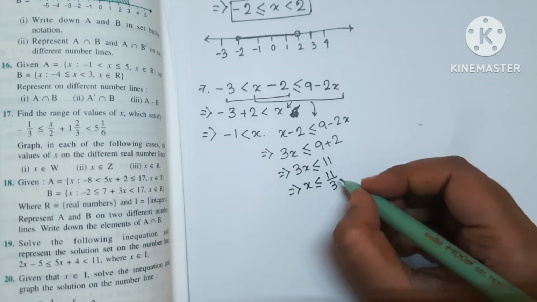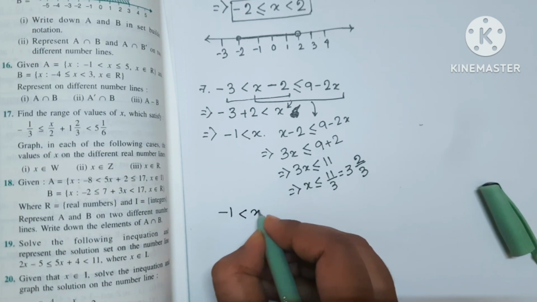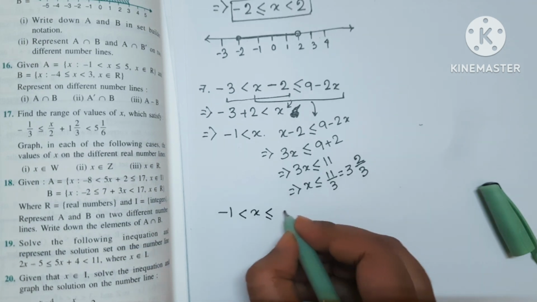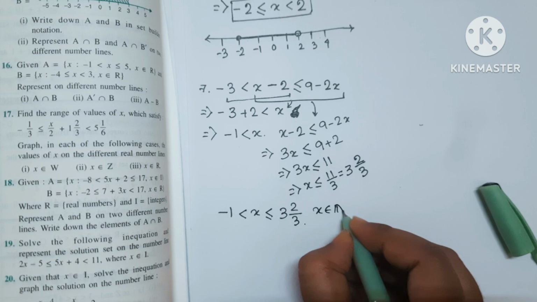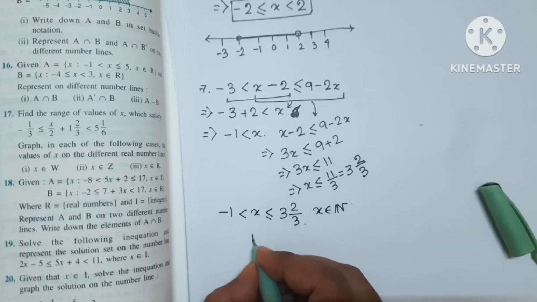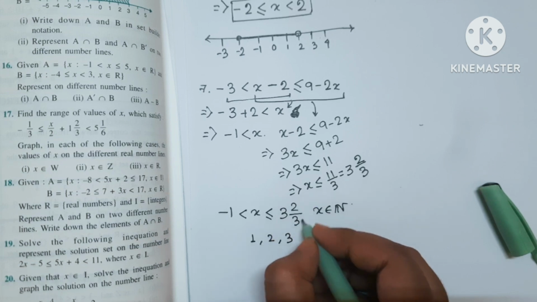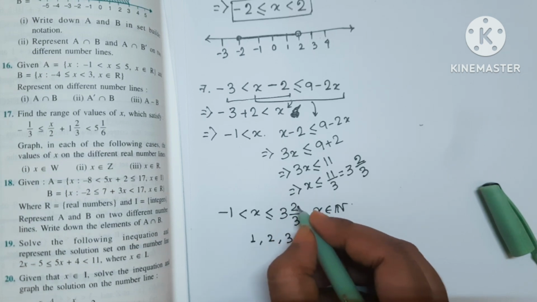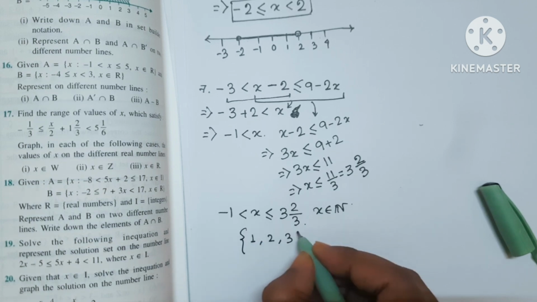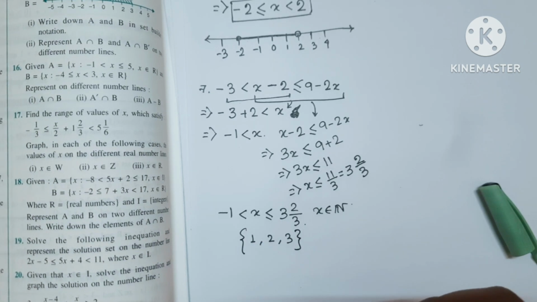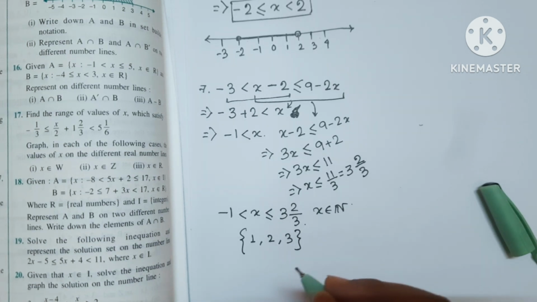Now 11 by 3 means, so the range will be minus 1 less than x less than or equal to 3 and 2 by 3. Now x belongs to the natural number set, so you have to start from 1, 2 and 3. Since this term is greater than 3 but less than 4, you have to omit 4 but you have to consider 3. Okay, so these are the list of elements. Okay, clear? This will be the answer.